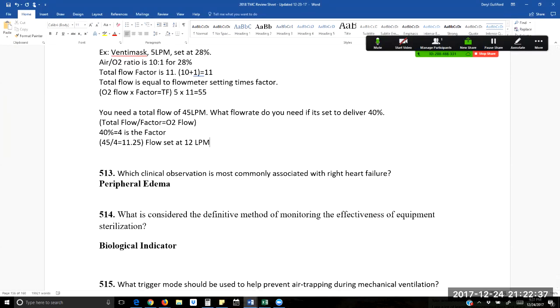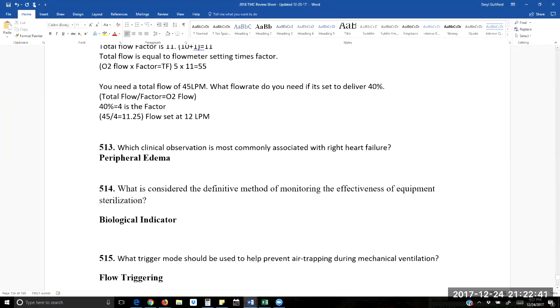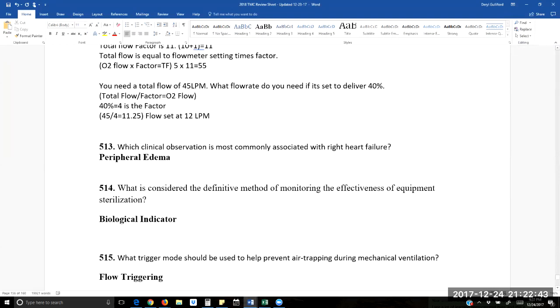Definitive method for monitoring effectiveness of equipment sterilization, biological indicators. The only way to know for sure that you have killed everything. It's bacillus spores that are in the biological indicator.